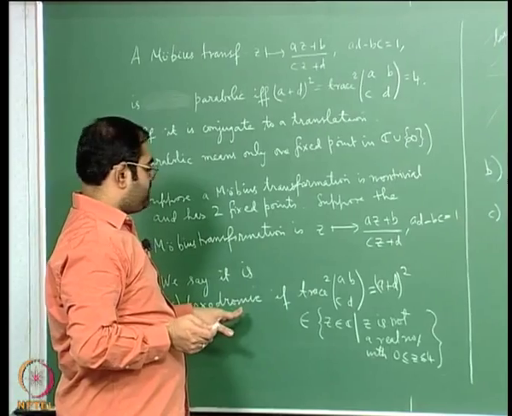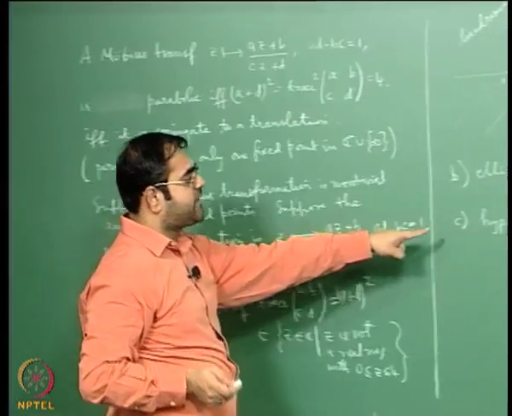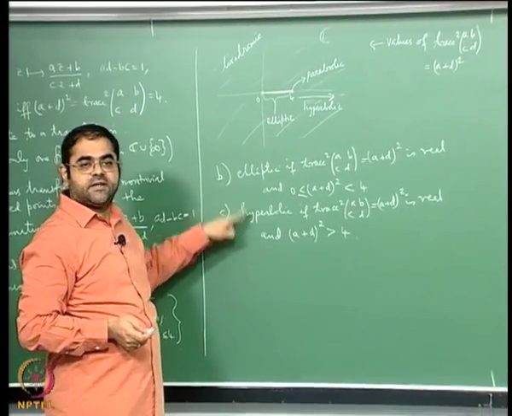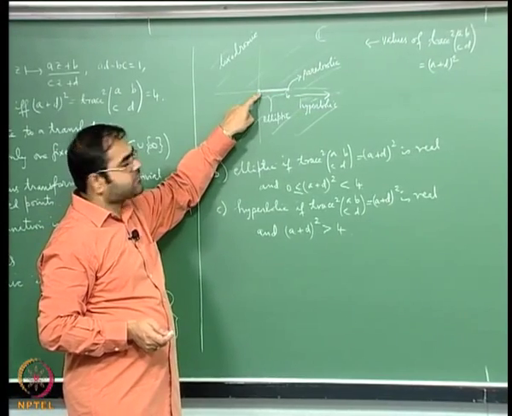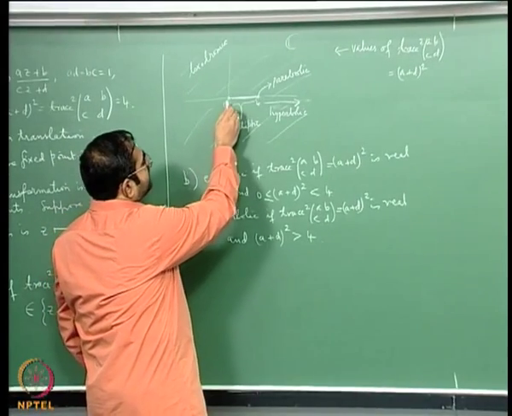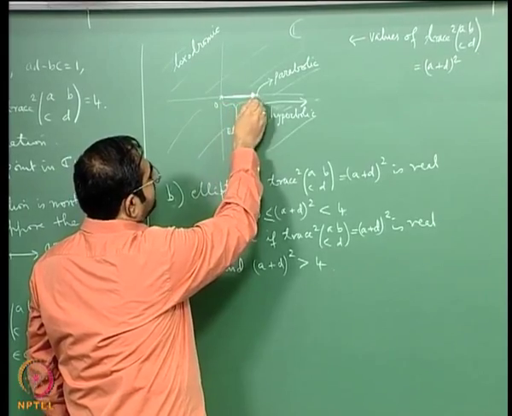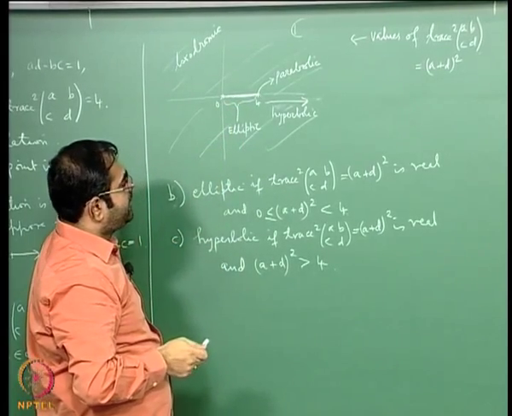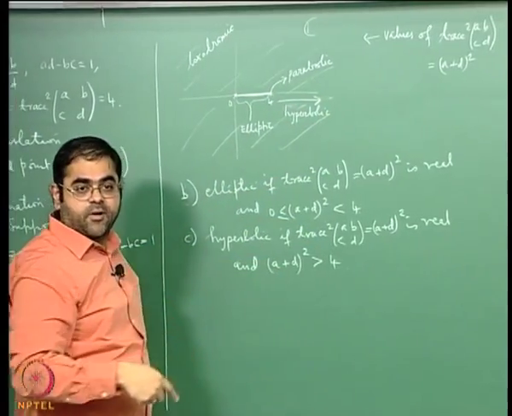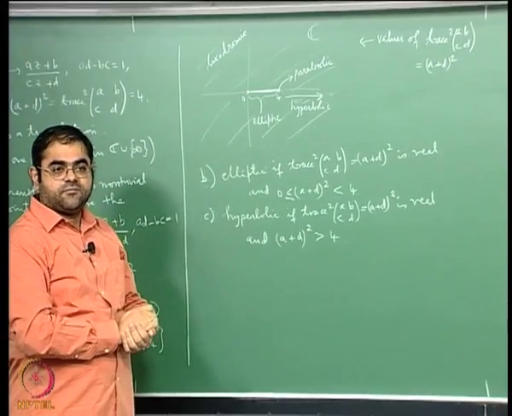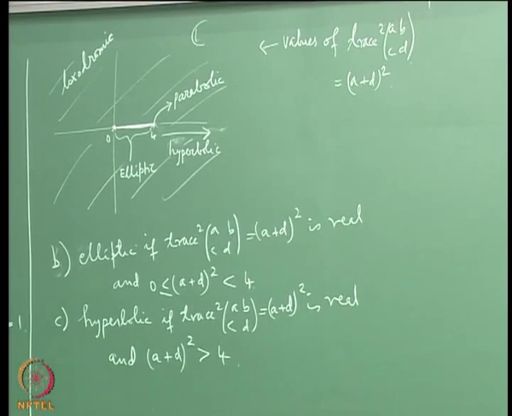You can see that the definitions are mutually exclusive except for the fact that a hyperbolic transformation is a very special type of loxodromic transformation. So if trace squared is real, and it lies between 0 and 4, then it is elliptic. If it is equal to 4 it is parabolic, if it is greater than 4 it is hyperbolic, and any other value it takes, then it is loxodromic. So these are the important definitions.